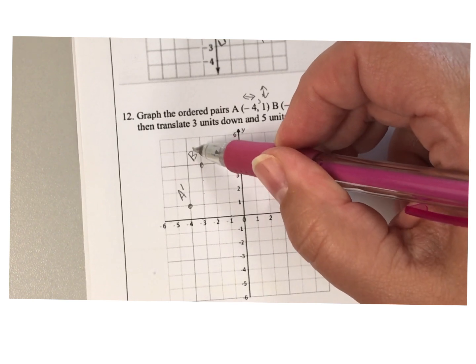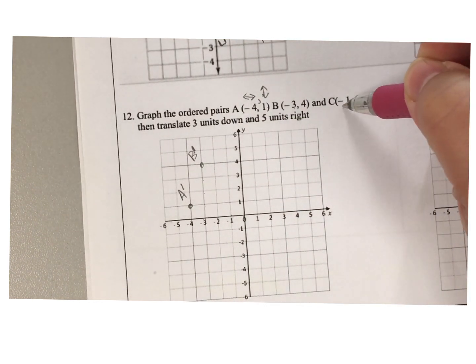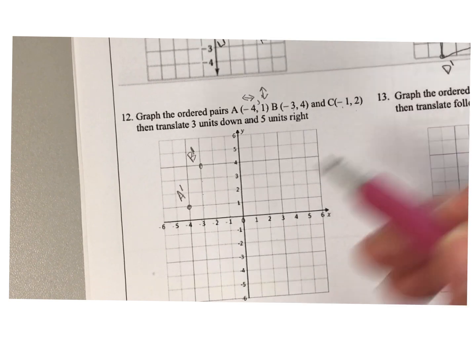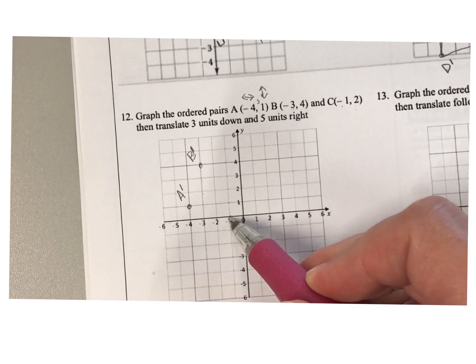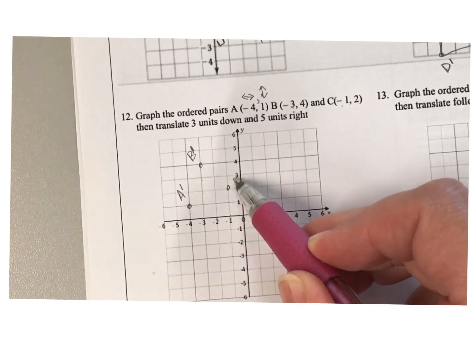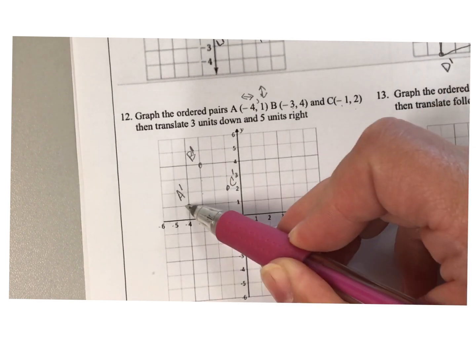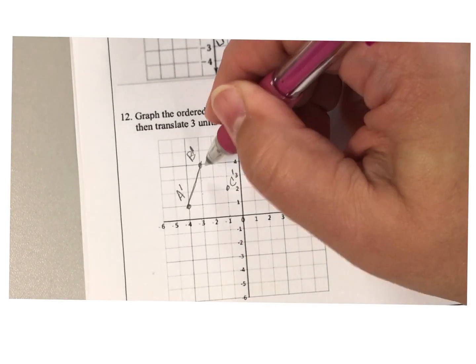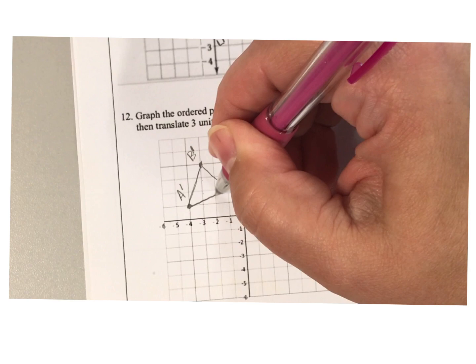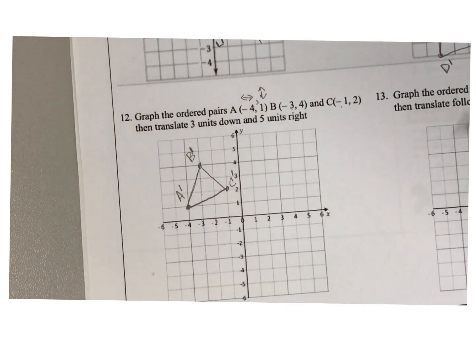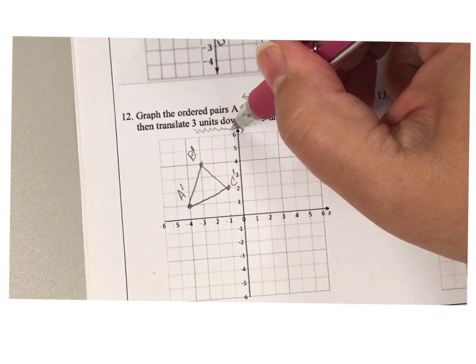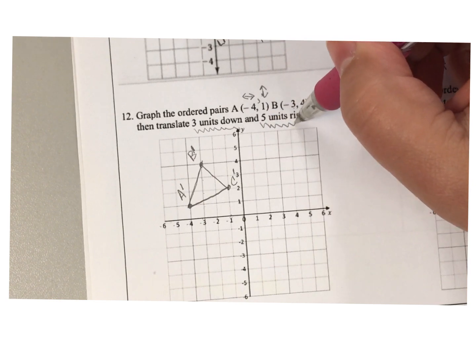Here's our B prime. And then C is -1, comma 2. So start at 0, comma 0, -1, +2. Here's C prime. So I'm going to go ahead and draw them together to make our triangle. And then we're going to do 3 units down, 5 units to the right.